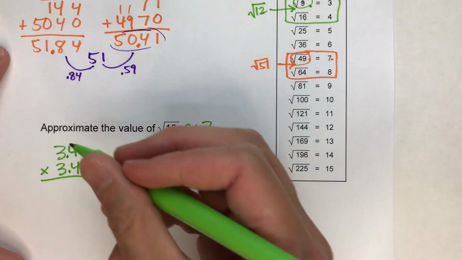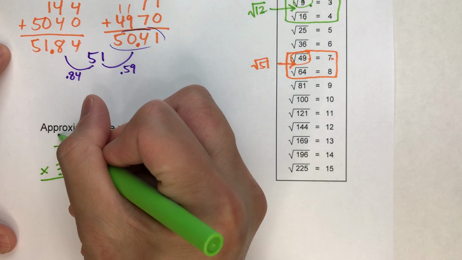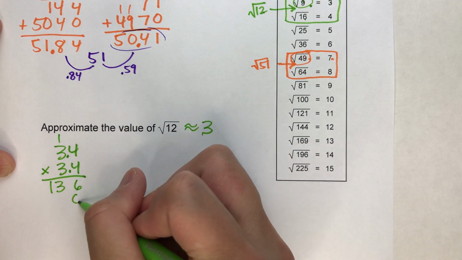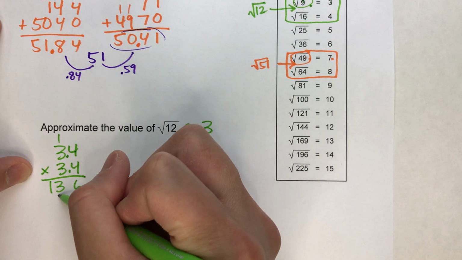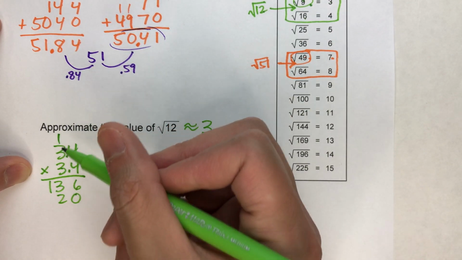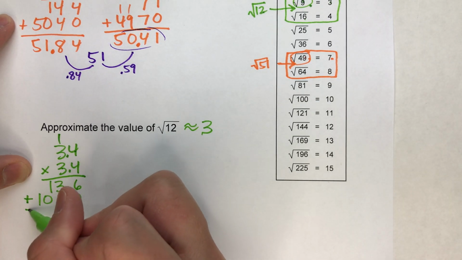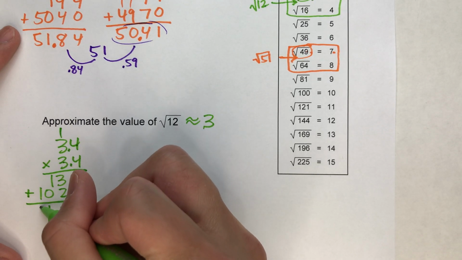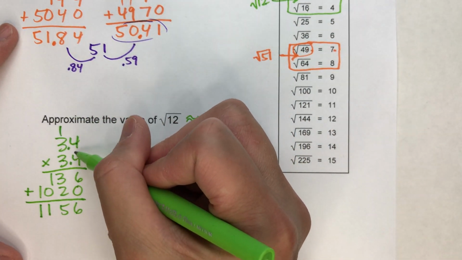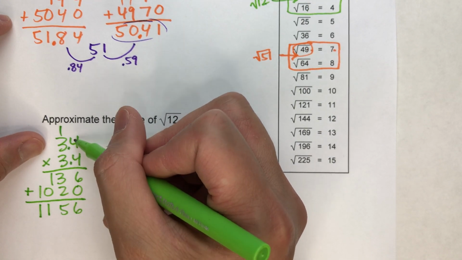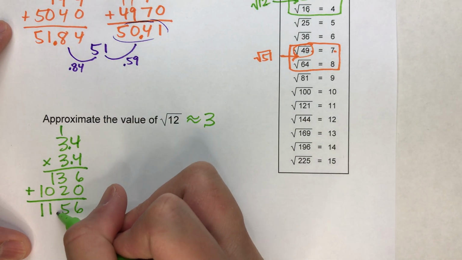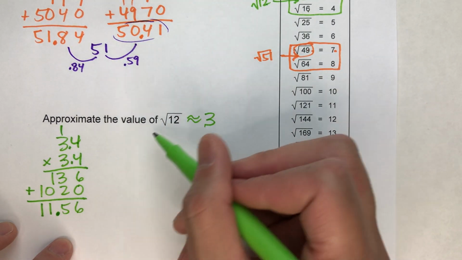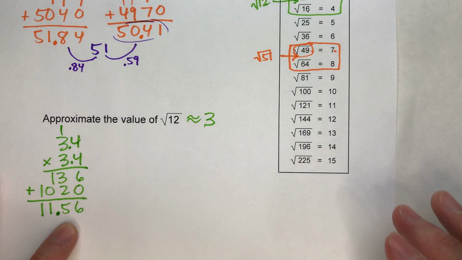All right, so let's multiply this out. 4 times 4 is 16, carry the 1. 4 times 3 is 12, plus 1 is 13. 0 for the placeholder. 3 times 4 is 12, carry the 1. 3 times 3 is 9, plus 1 is 10. Add them up. We get 6, 5, 1, 1. I've got 2 digits after the decimal in my original problem, so I'll put 2 digits after the decimal in my answer, and I get 11.56. That's not that far away from 12. It's a little bit small, but it's fairly close.